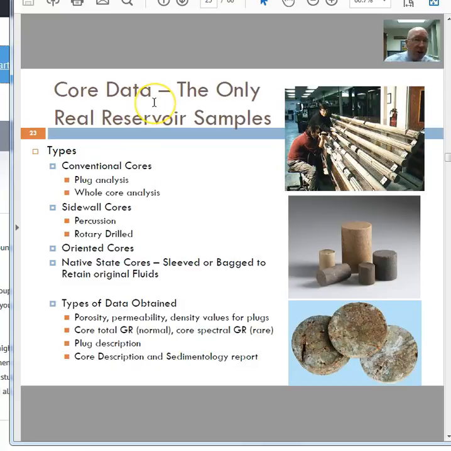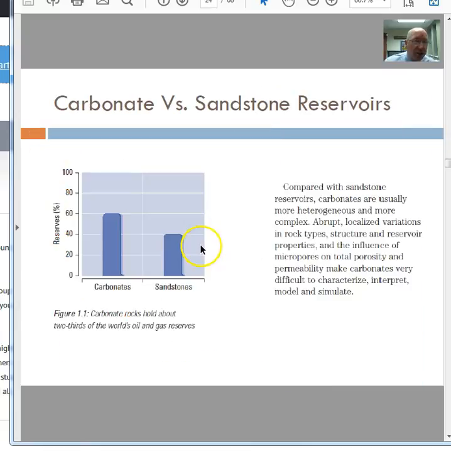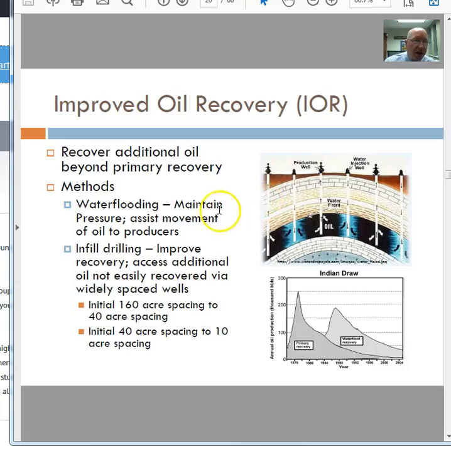For the cores, the key thing is, just like it says, they're the only real reservoir samples. This is the one time where you really get to see what is there, and these are the sorts of things that you get from that. Don't need to worry about this slide nor this slide. This is an interesting slide, but I can tell you that we're going to talk about this a lot more later on in the production slide. So we're going to set the basis of this, and we're going to talk more about it later.